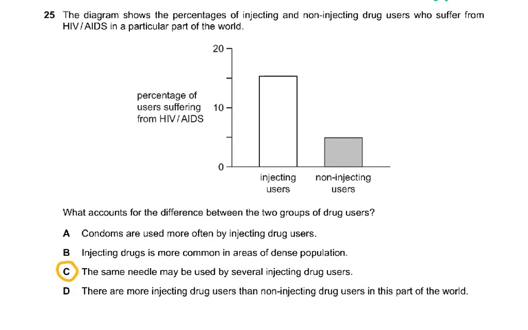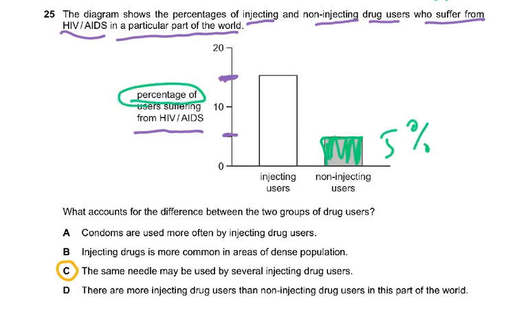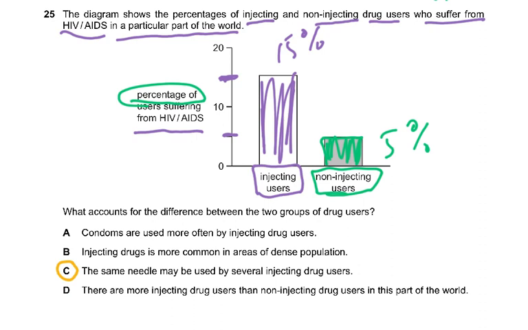Then coming on to question number 25, the diagram shows the percentage of injecting and non-injecting drug users who suffer from HIV/AIDS. HIV is the name of the virus, AIDS is the name of the disease, in a particular part of the world. The injecting users are something like 15%, while the non-injecting users are only 5%. So what accounts for the difference between the two groups of drug users?